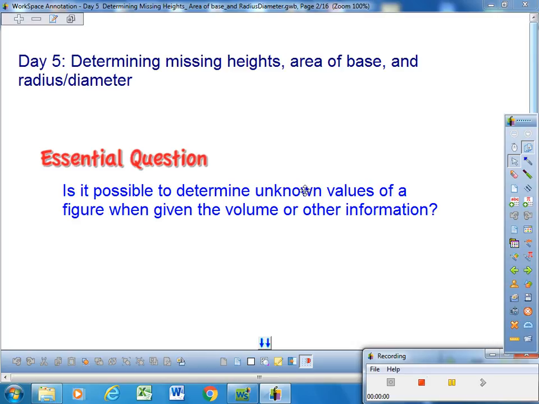Hi students, today we're going to do day 5, determining the missing height, area of the base, and radius and diameter. So now you're going to be given the volume, and you're going to have to find other missing information, like either they don't give you the height or they don't give you the diameter, something like that. So make sure your notes are out and you're taking notes.